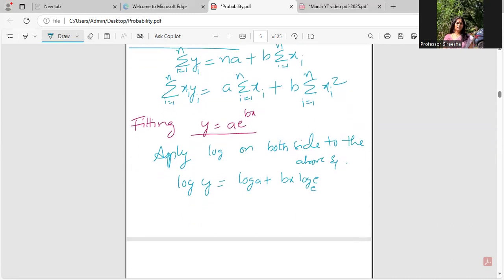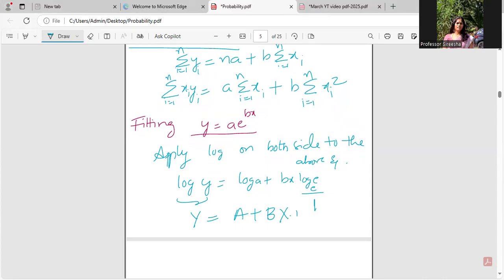Log e base e value is 1 anyways. Okay, so this value would vanish to be 1. Now I'll rewrite this equation. Just see here, guys. Capital Y is equal to capital A plus capital B into capital X. Anyway, this is 1. I don't consider it.